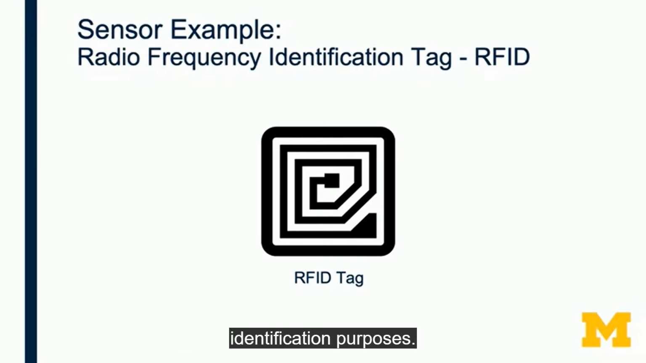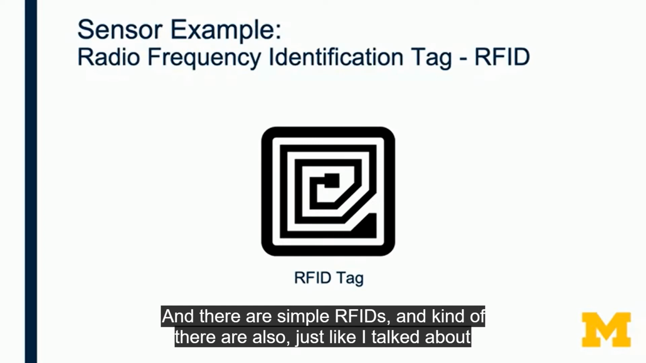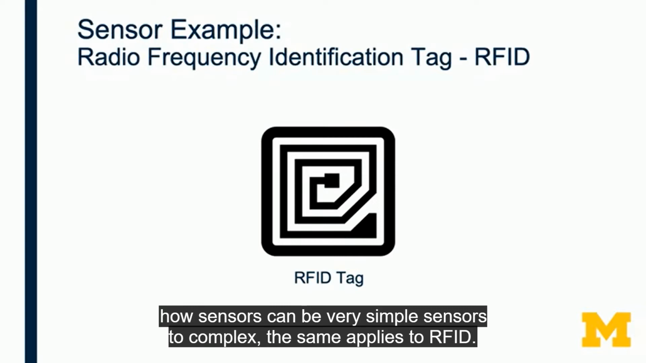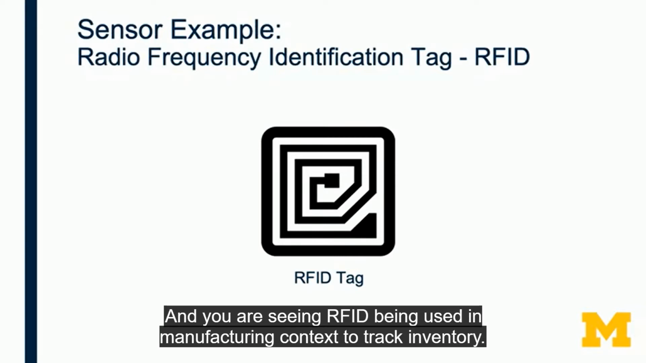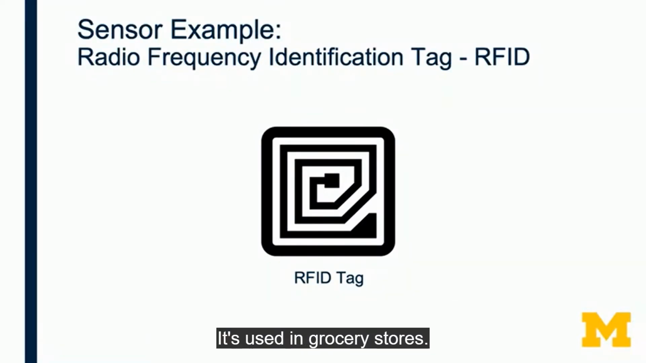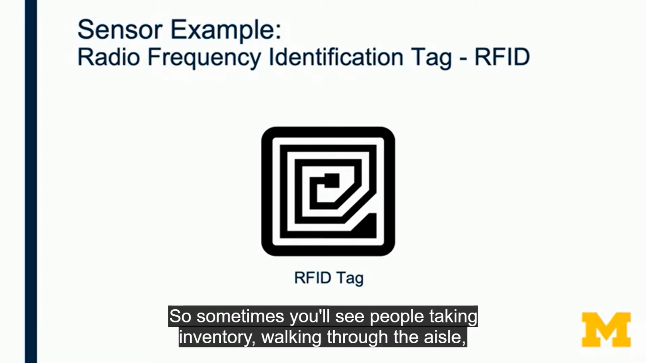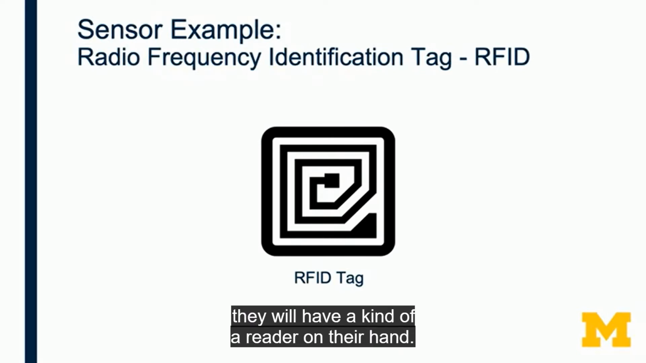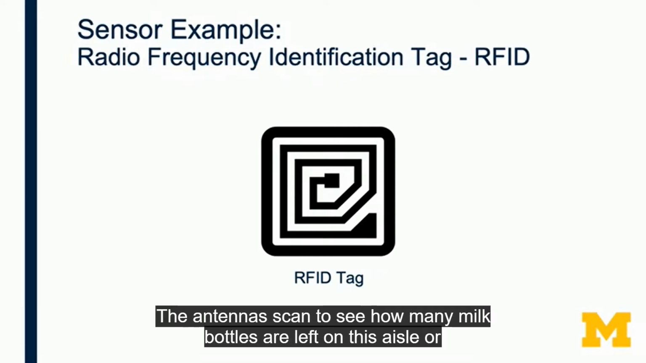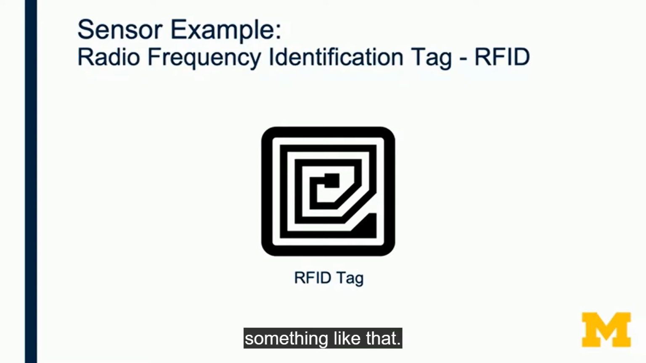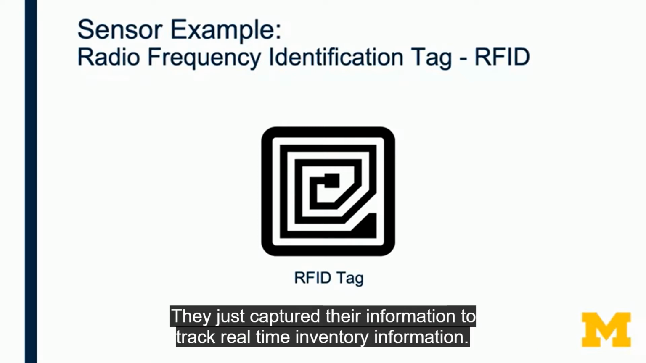And there are simple RFIDs, and just like I talked about how sensors can range from very simple to complex, the same applies to RFID. You would have seen RFID being used in a manufacturing context to track inventory. It's used in grocery stores. Sometimes you'd see people take inventory, walking through the aisle. They will have a reader in their hand. They're trying to scan to see how many milk bottles are left in this aisle or something like that. They just capture that information to track real-time inventory information.